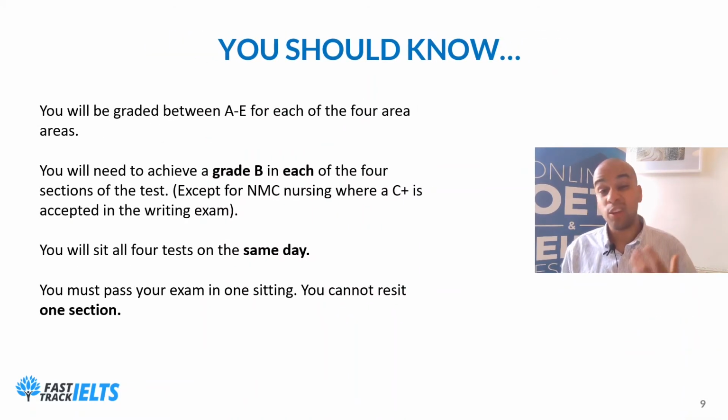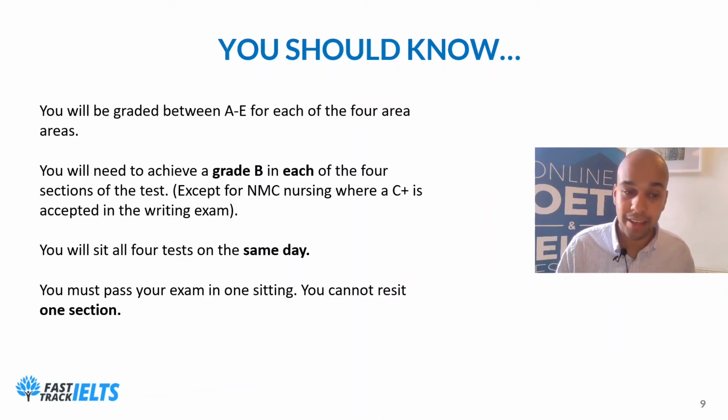So before we move on then, you should know that when you go to do the OET exam, you'll be given a grade between A to E for each of these 4 areas. Generally speaking, for NMC, GMC, GPhC registration, you will need to achieve a grade B in each of those 4 sections that we've just talked about. The one exception is if you're a nurse and you're going for NMC registration, they will accept a C+ grade in the writing part. But for everybody else, and for those other 3 sections for nurses, it will be a B grade you'll need.